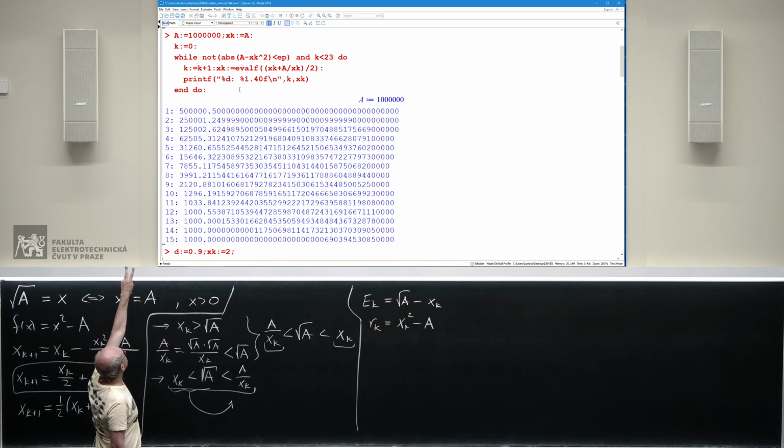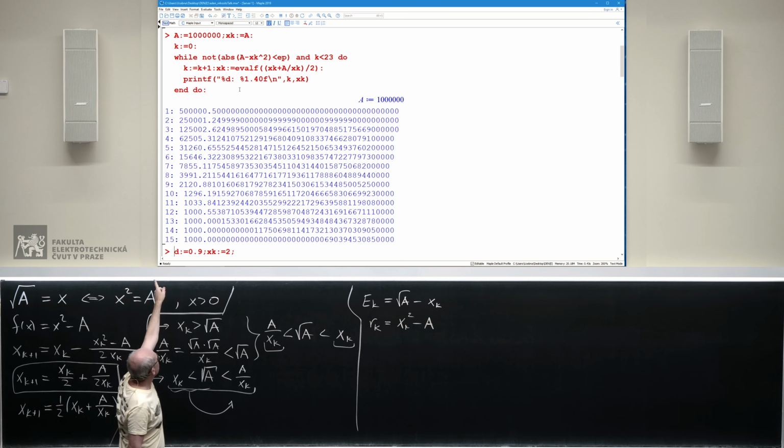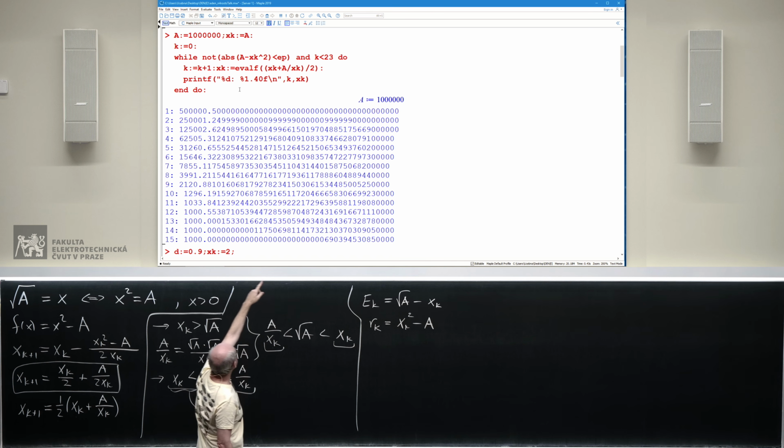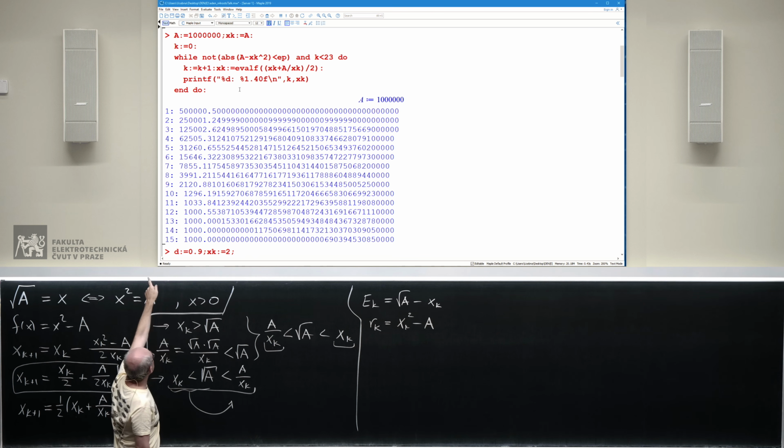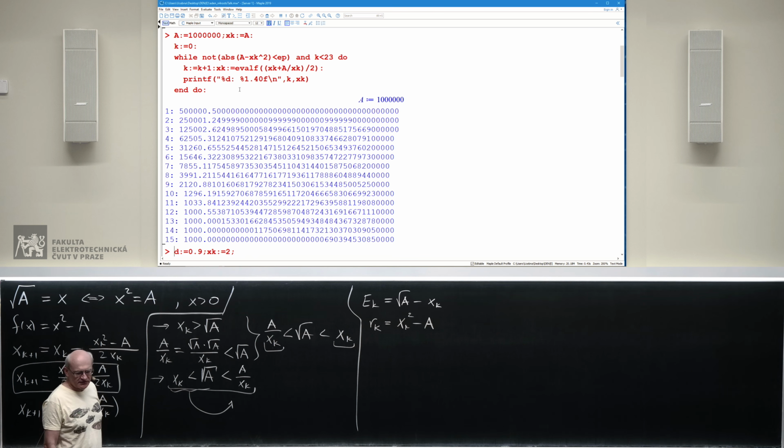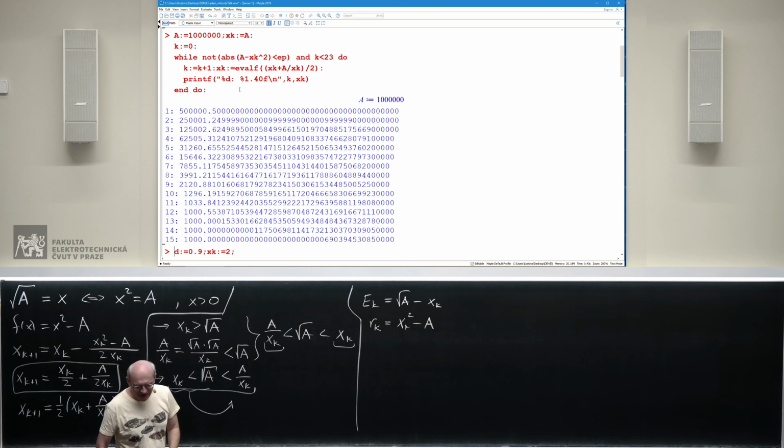Okay, let's fire it up. As usual, it took a while for the integer part to settle down, but once the integer part was correct, the number of correct decimal digits quickly grew, so that's the quadratic convergence. So that's a really, really very good algorithm.